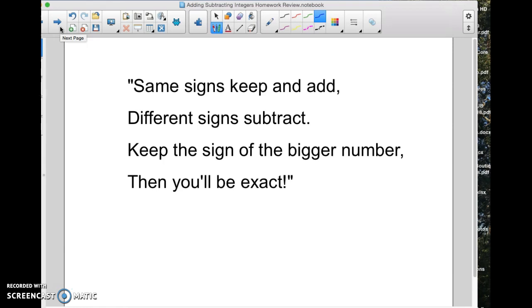And so remember, we have our song that we sing when we add integers. It's same signs, keep and add, different signs, subtract. Keep the sign of the bigger number, then you'll be exact. Remember, that means if I'm adding the same signs, I keep that sign and add. If I am adding different signs, I actually have to subtract, and I'm always going to keep the sign of the bigger number, so that way I'll be exact.